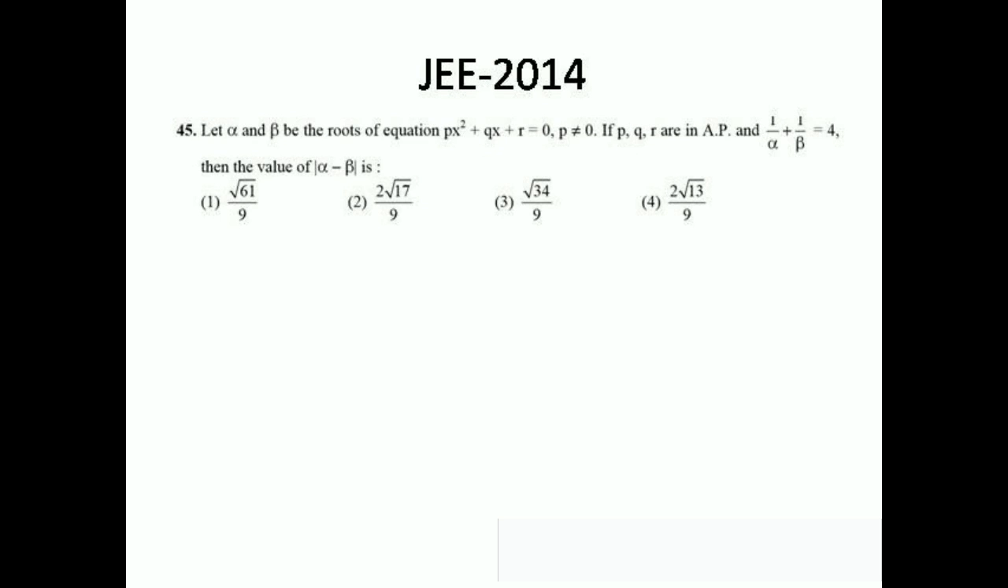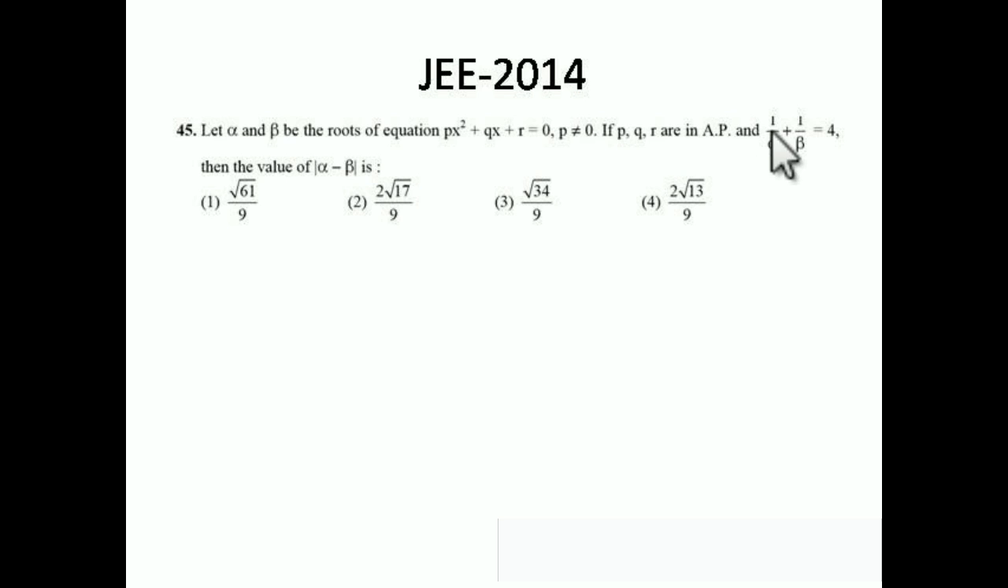So this question was asked in January 2014. If alpha and beta are the roots of the equation px square plus qx plus r is equal to 0, where p must be not equal to 0, and if p, q, r are in AP, that is arithmetic progression. We know the basics of arithmetic progression. If you don't know that, please watch the topic lecture of my videos.